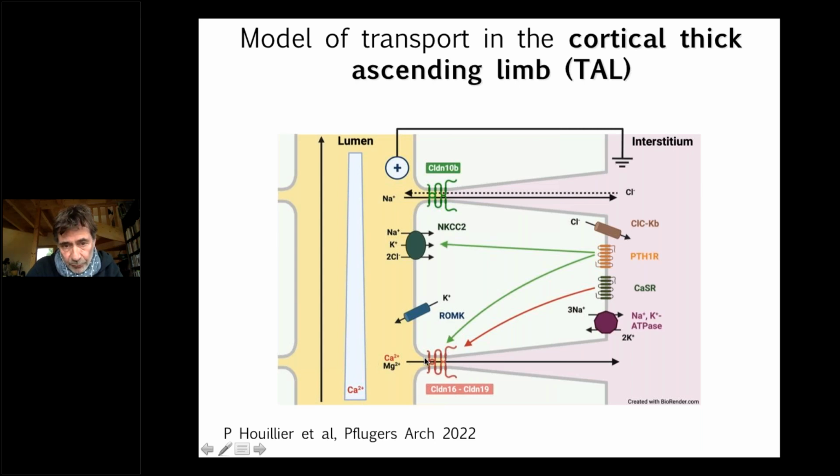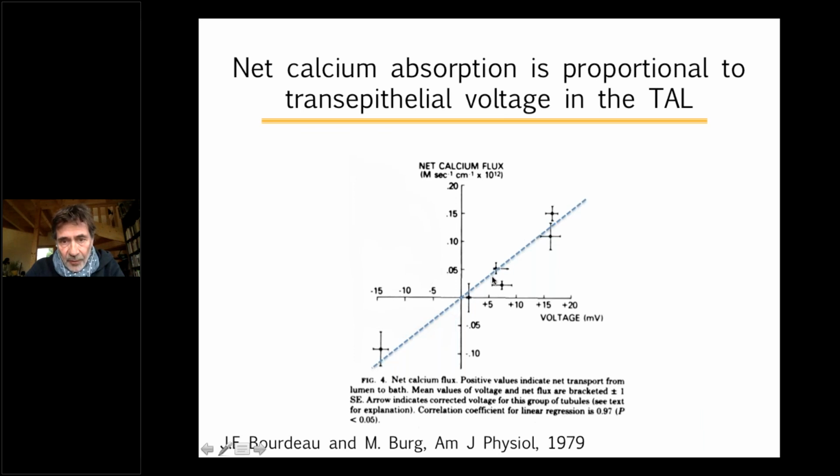But again, the paracellular pathway has to be permeable to calcium to allow the diffusion of calcium along the paracellular pathway, and this is due to the expression in the thick ascending limb of claudin 16 and claudin 19, two distinct claudins, not the same as that expressed in the proximal tubule. The dependency of calcium reabsorption in the thick ascending limb on the transepithelial voltage was shown years ago by James Bordeaux and Maurice Berg on isolated perfused tubules, and you can appreciate that there is an almost linear relationship between the transepithelial voltage and the amount of calcium that's reabsorbed across the epithelium of these tubular segments.